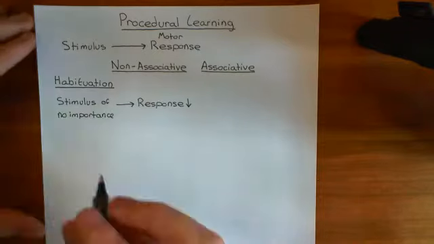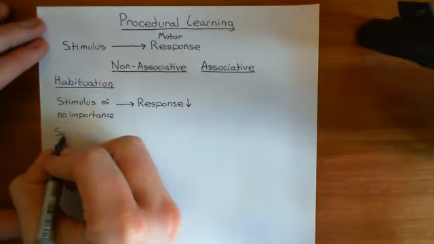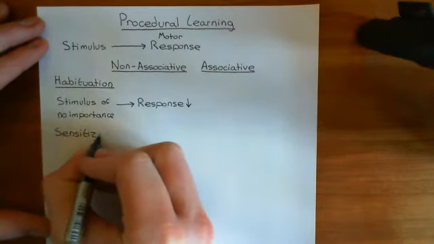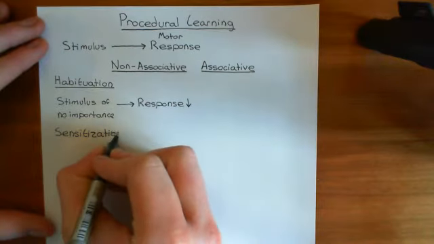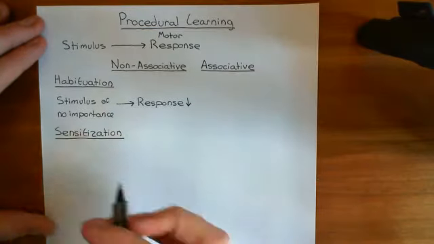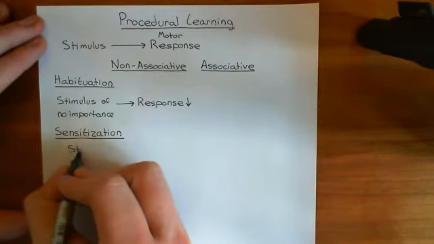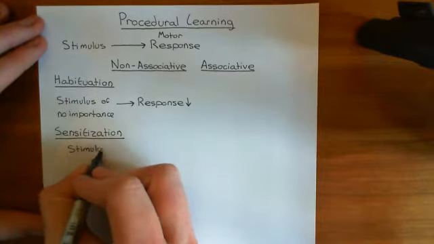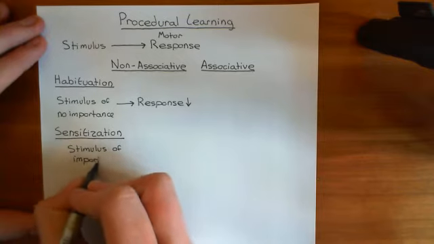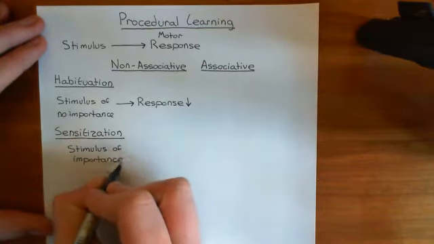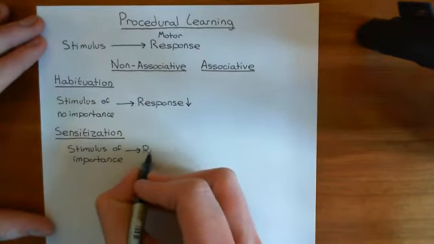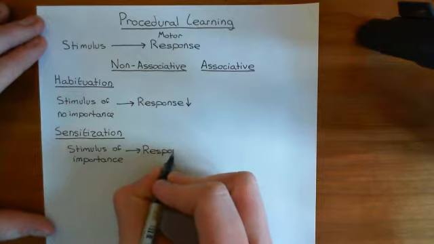Okay, so there is the other example of non-associative learning, which is the exact opposite: sensitization, which is basically increasing your response to a certain stimulus. This time we've got a stimulus of importance. You start off maybe with a low response to this stimulus, and then as it's repeatedly delivered, your response will get bigger and bigger and bigger. So this is about turning the response up.